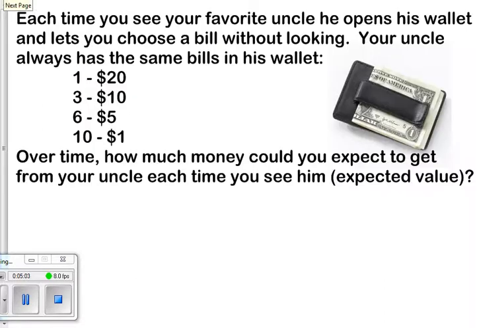Let's move on to a different type of example. Each time you see your favorite uncle, he opens his wallet and lets you choose a bill without looking. Your uncle always has the same bills in his wallet. So we're going to use our PPAA again. What are our possibilities? Possibilities would be you could reach in and grab a 20, a 10, a 5, or a 1. Those are our 4 possibilities. So I'm going to list those.